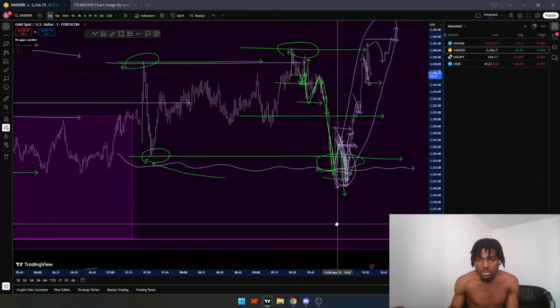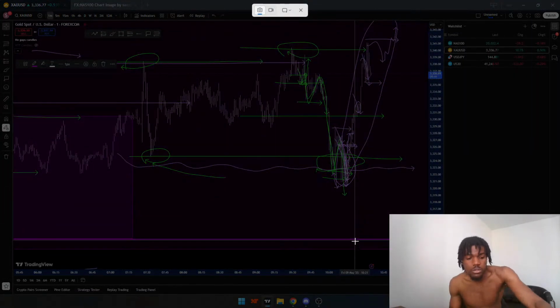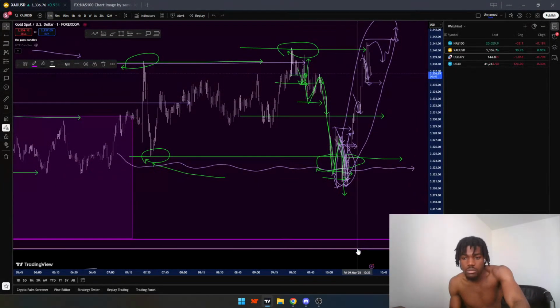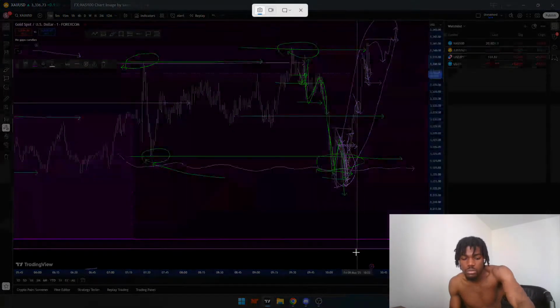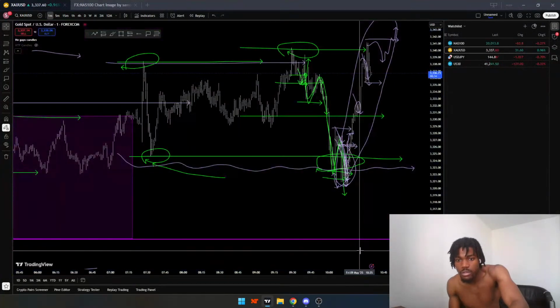So I'll just delete that. I don't know what that is. What the fuck? What the fuck? I'm trying to press delete. Oh, I'm pressing print screen. Crazy.